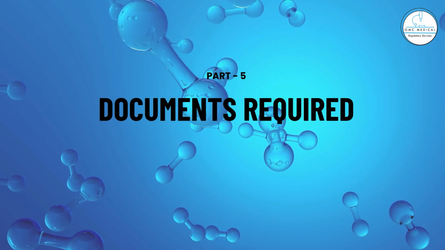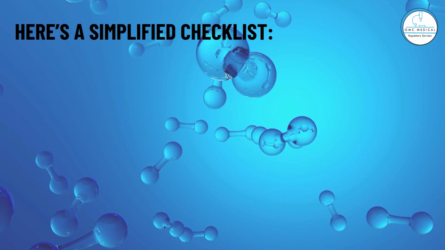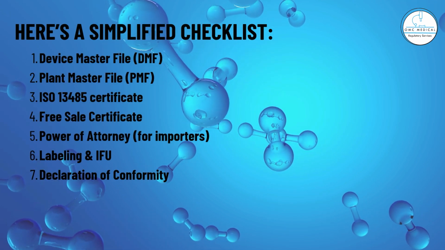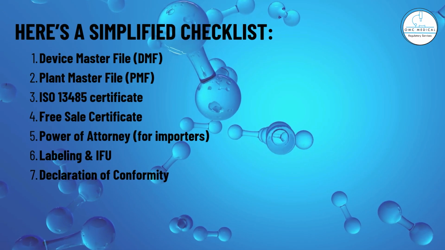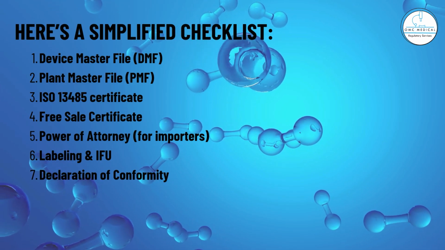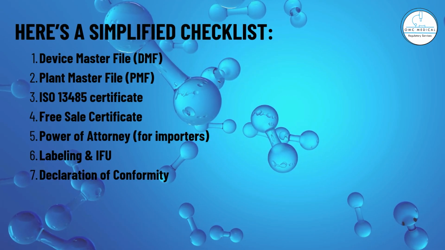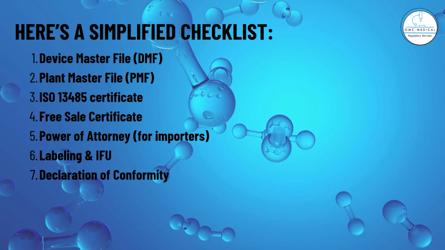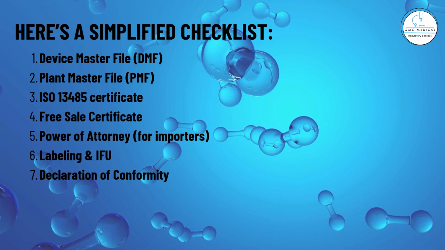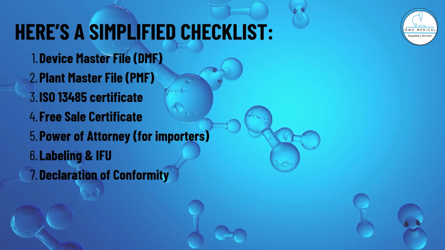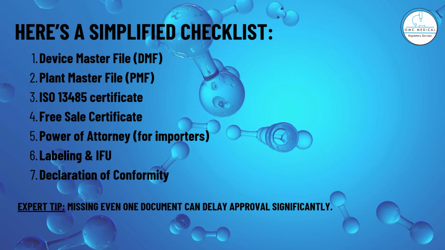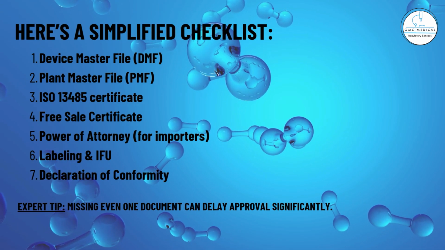Part 5. Documents required. Here's a simplified checklist. Device master file, DMF, plant master file, PMF, ISO 13485 certificate, free sale certificate, power of attorney for importers, labeling and IFU, declaration of conformity. Expert tip: missing even one document can delay approval significantly.